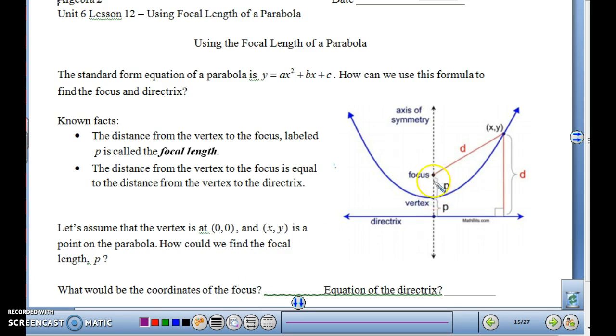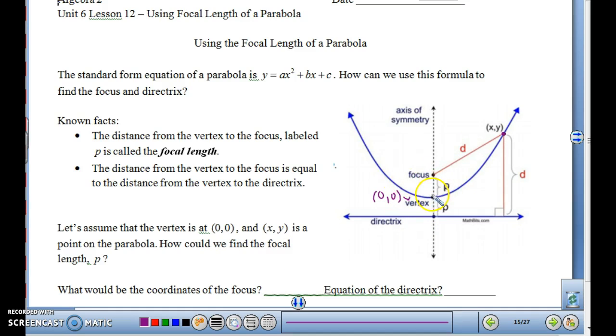Now, if p is my focal length, and we want to assume that the vertex is at 0, 0, because that's an easy one to use, so we're going to use 0, 0 for my vertex. And x, y is going to be the point. So we want to figure out what this distance right here is, so we need to know what the coordinates of the focus would be.